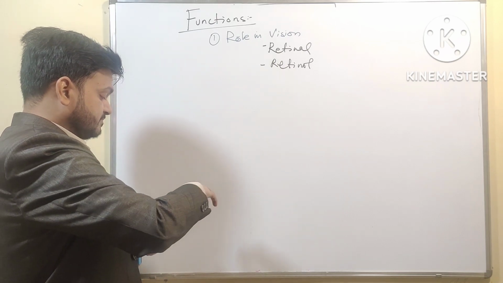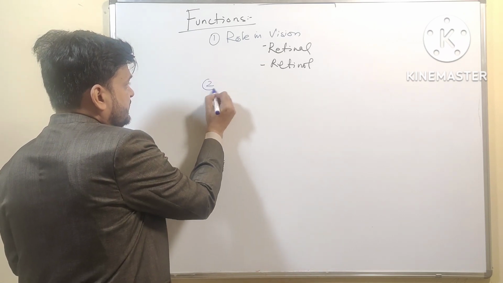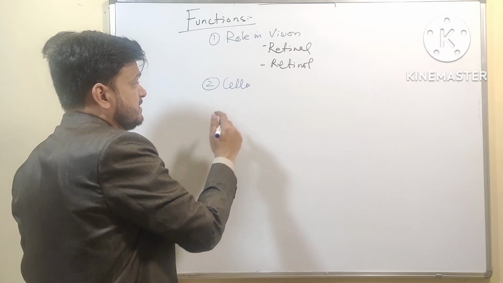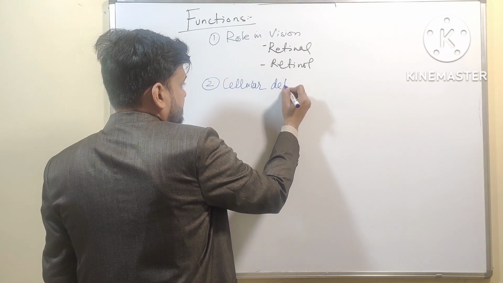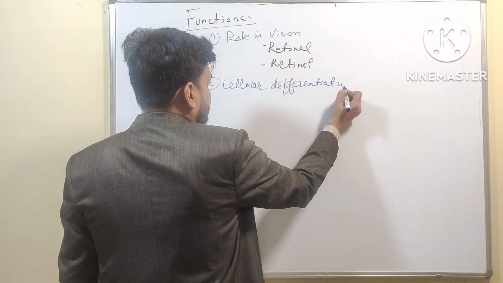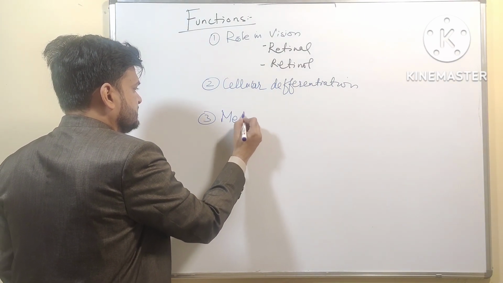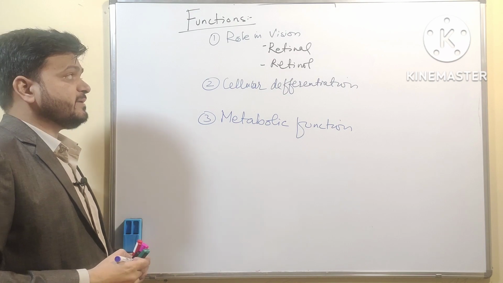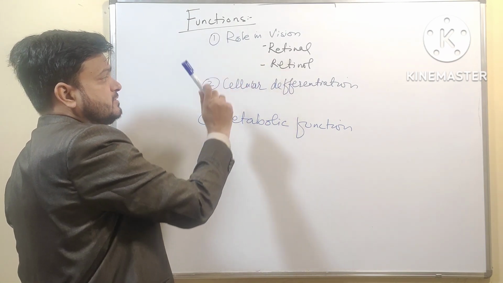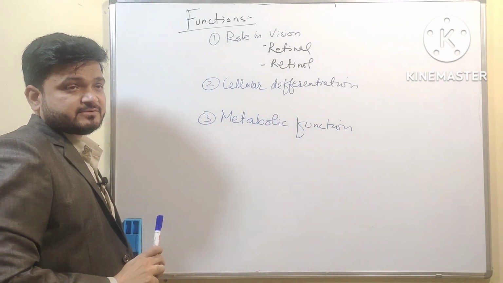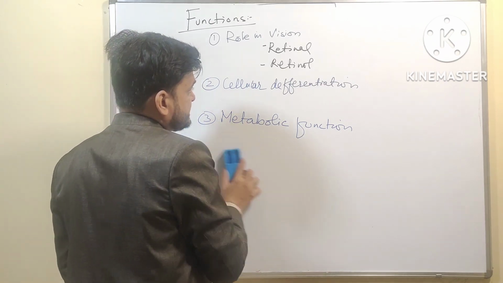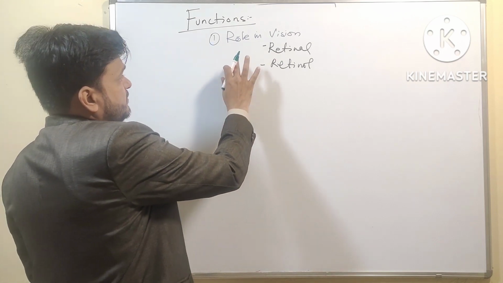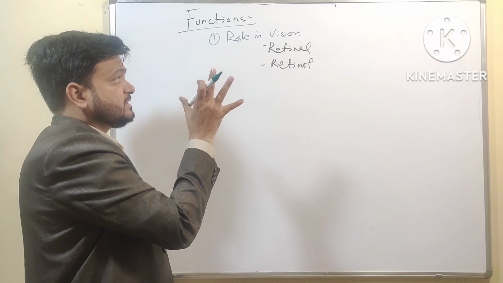And the second important function played by vitamin A is in cellular differentiation, and it also has some metabolic function. So we can say that the function of vitamin A can be categorized into three parts: it plays a very important role in vision, cellular differentiation and metabolic function. Now let's talk about vision, how it is important, and we will take the other two functions after. Until now we know that the two forms, retinol and retinal, are related to vision.